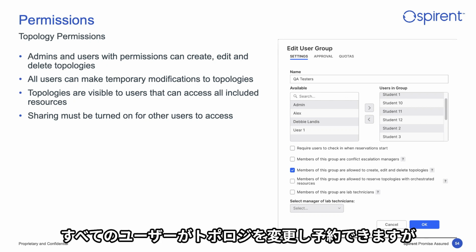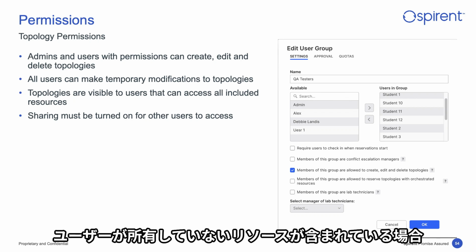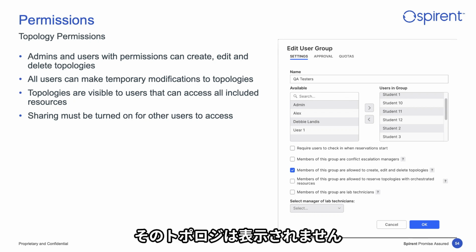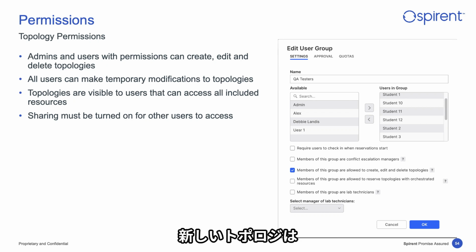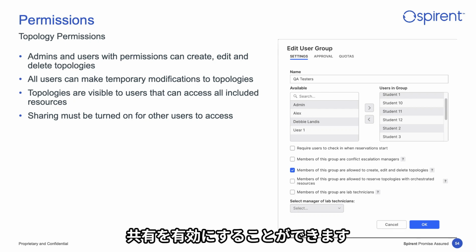All users can make changes to a topology and reserve it, but users without edit permissions can't save the changes. A user will not be able to see a topology if it contains any resources they do not have permissions for. By default, new topologies can be edited only by the user that created them, but sharing can be enabled.